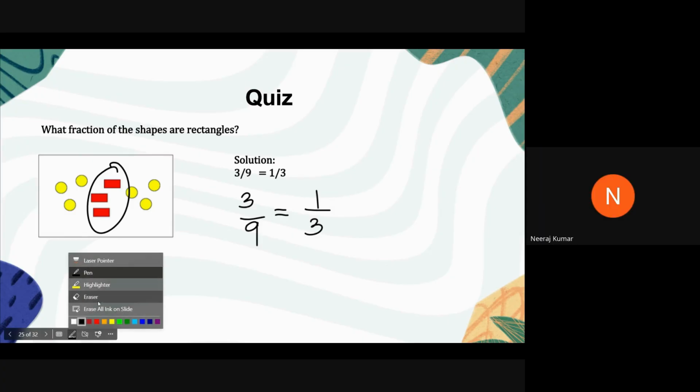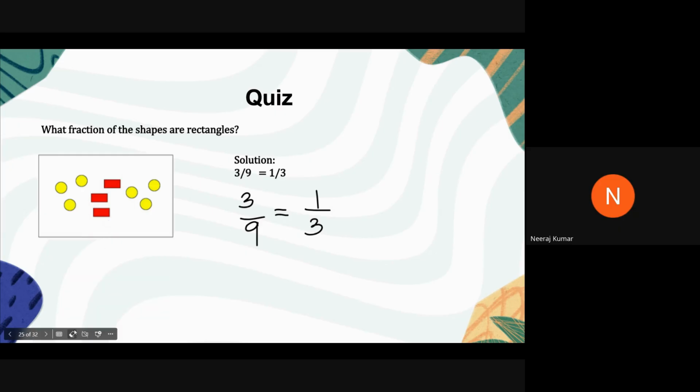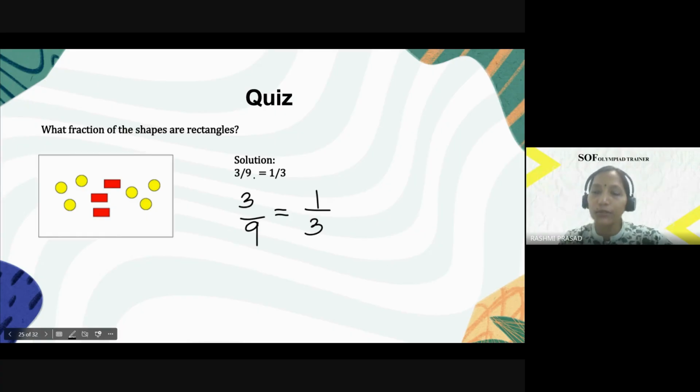So the thing is, equivalent fraction, that is a whole new concept. We will come to that equivalent fraction, but not now. But yes, you are correct. 3 upon 9, we can also write it as 1 upon 3. Just look at the diagram. This is one part.